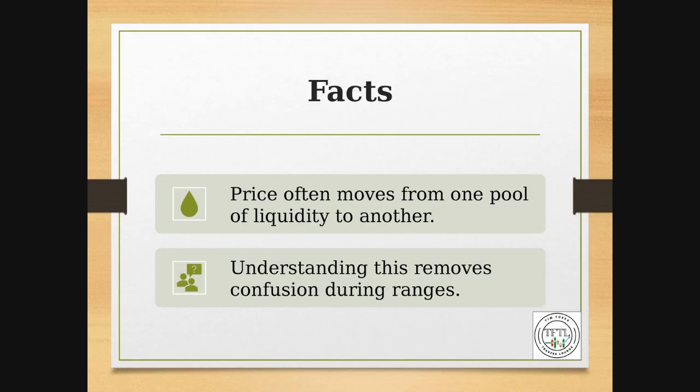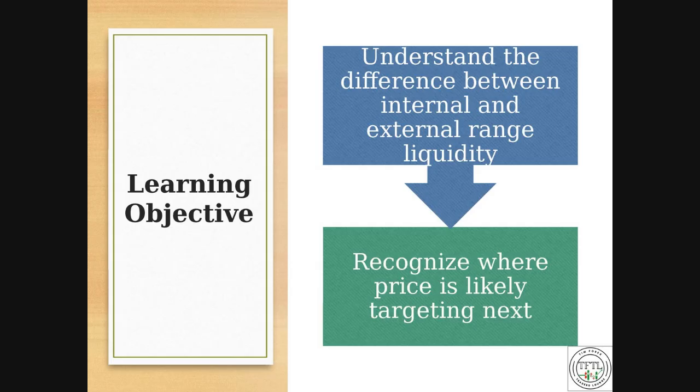What you need to understand is that most traders see price moving inside a range and think that the market is random, but the market is not random. The reality is price is usually moving from one pool of liquidity to another. Understanding this helps you remove confusion as a trader. If you don't understand liquidity, the internal and external liquidity, then ranges can feel confusing. When the price is moving in ranges, it can really feel confusing.